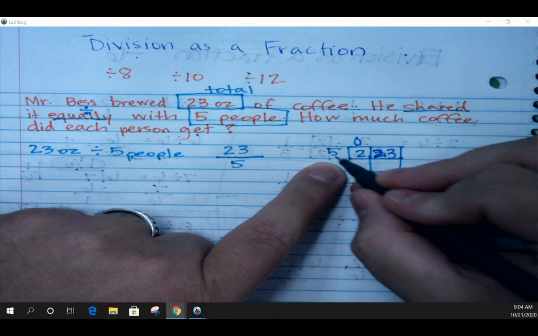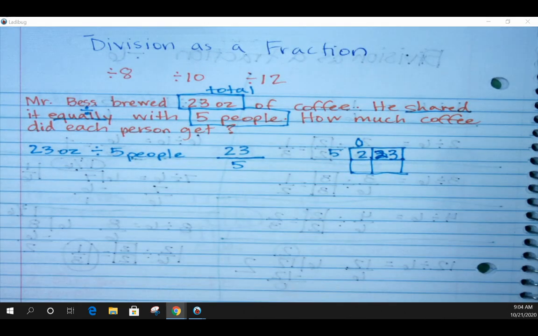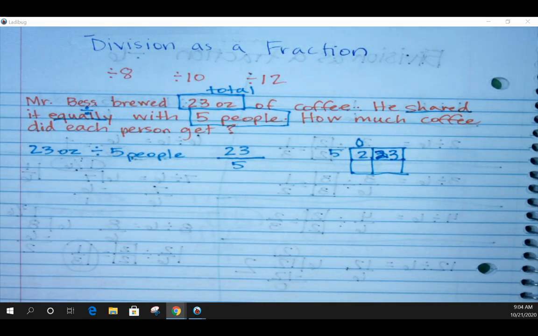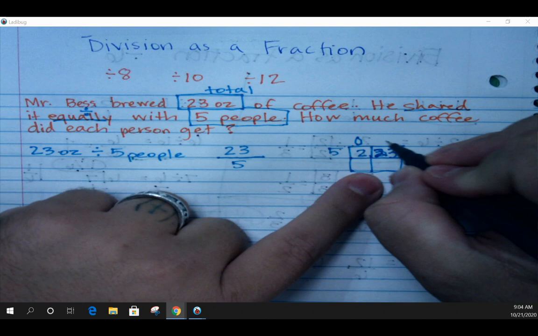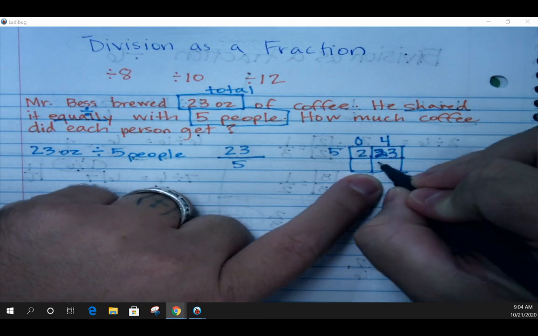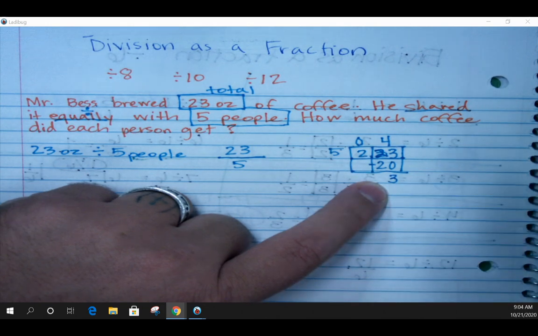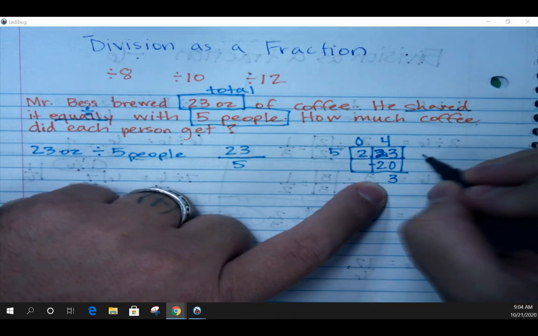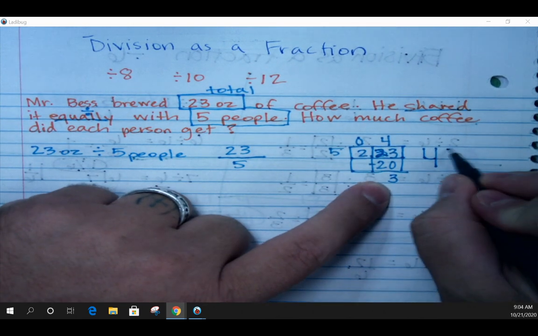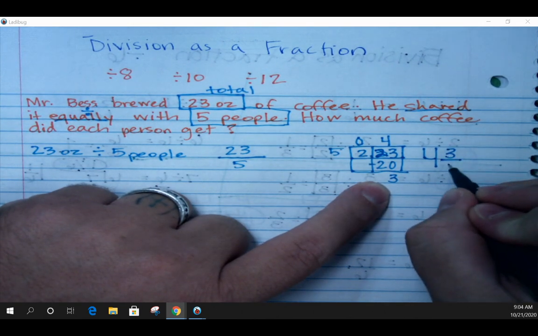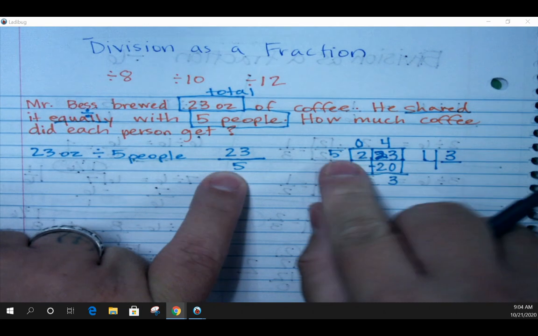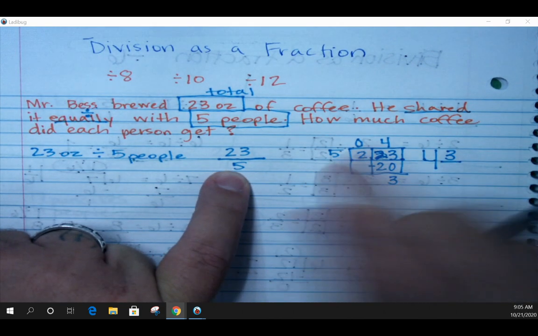How many times does 5 go into 23? Let's count. 5, 10, 15, 20, 25. Uh-oh. 4 times. 4 times 5 is 20, and that leaves 3. So it's 4 whole ounces and then 3 out of, what was our denominator? 5.